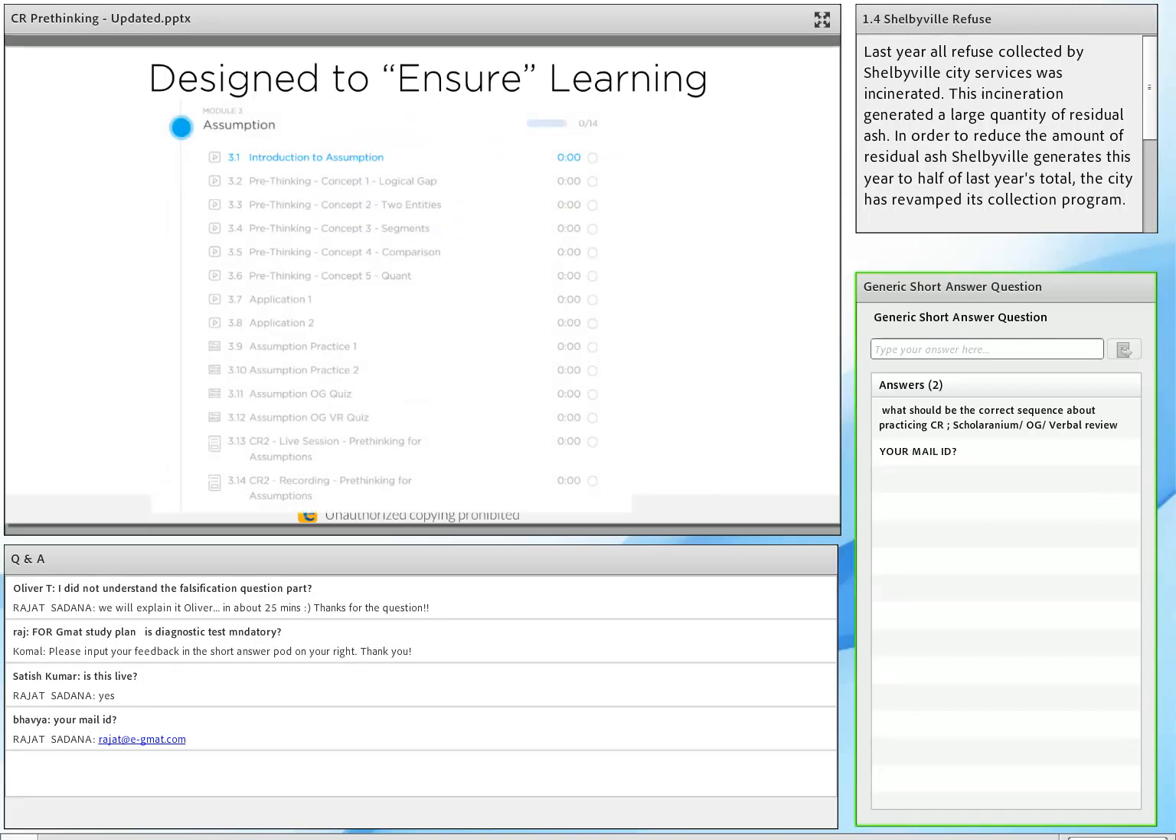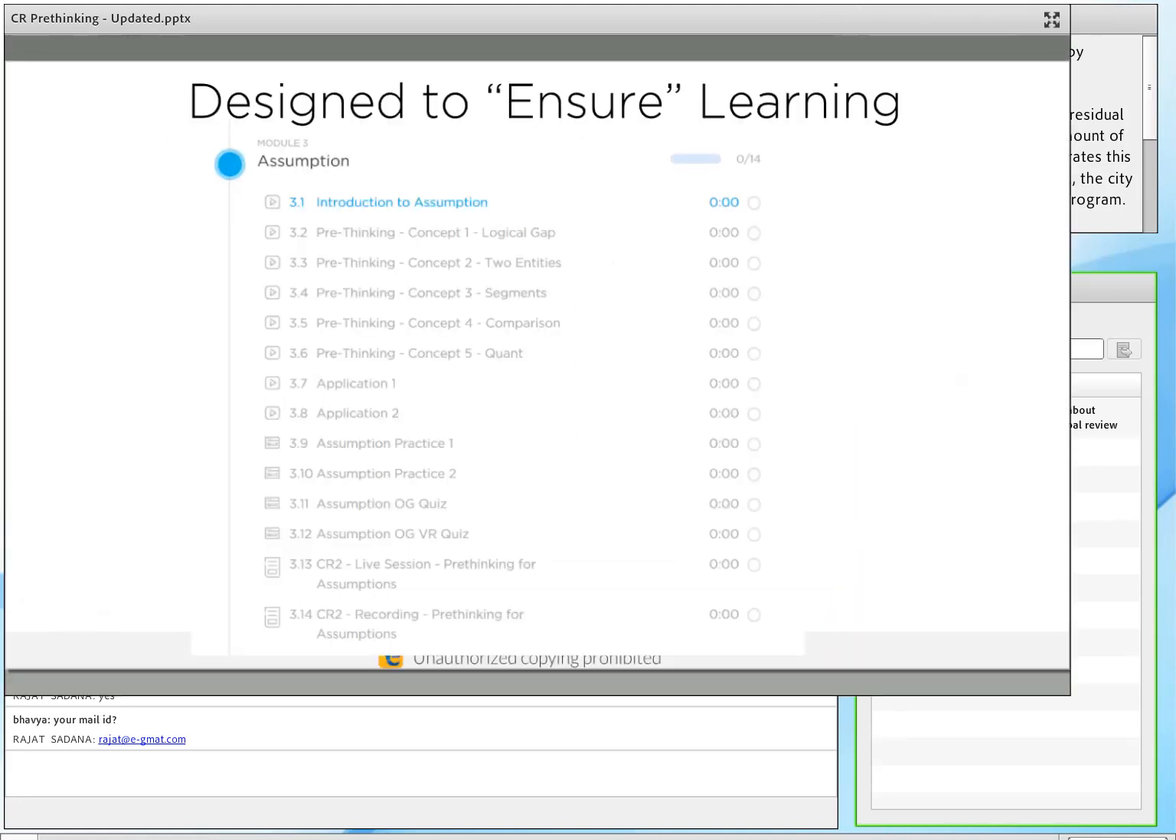Now, if you're a paid student, this is just your assumption module, by the way. And what you see over here with regards to that skill building piece is, and I'm going to just expand this piece over here, you get an introduction to assumption, but then you learn how to pre-think on arguments that test just your ability to identify the logical gap, on arguments that compare two entities, arguments that talk about segments in a certain context, arguments that compare apples to oranges, and then quant-focused arguments. So you truly build on that skill.